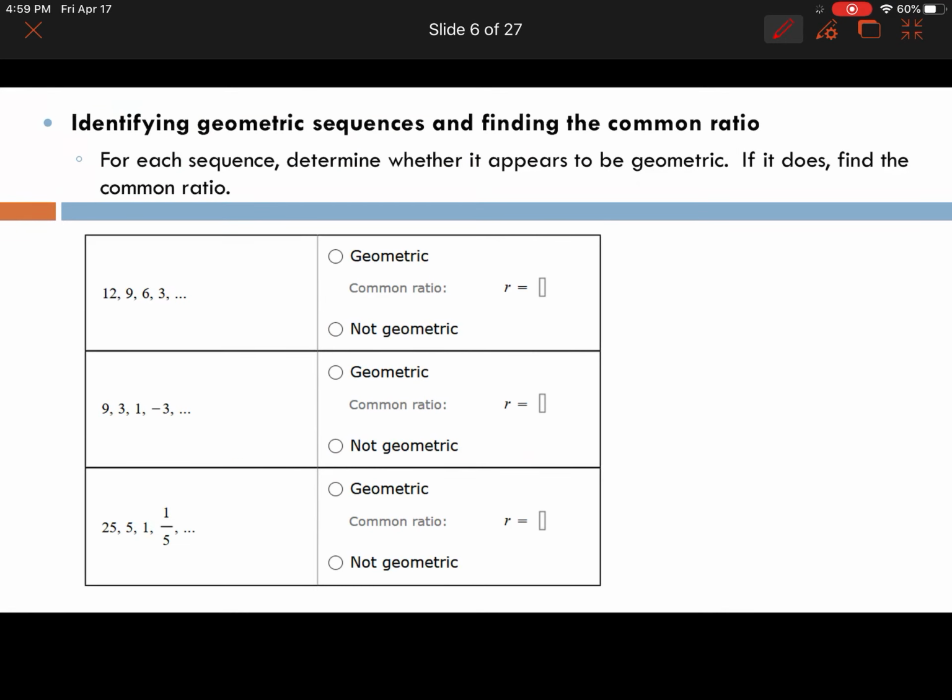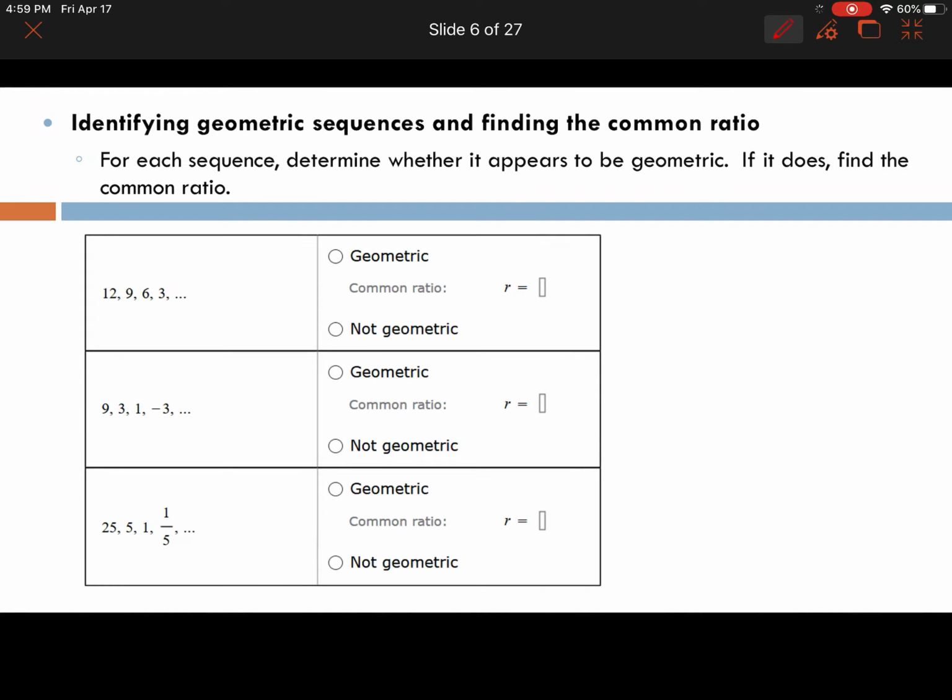Okay, so here's some more. This time we're just going to deal with geometric or not geometric. Okay, so is it geometric? Then tell me what the common ratio is. If it is not geometric, then you don't have to tell me anything, except maybe you could be thinking in your head about why. So pause the video and do these 3 problems and see if you can tell whether it's geometric or not.